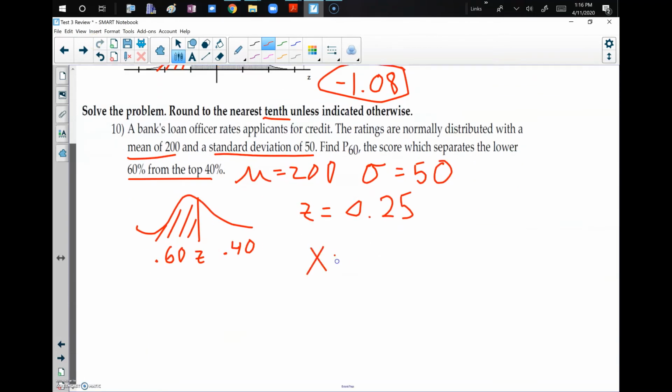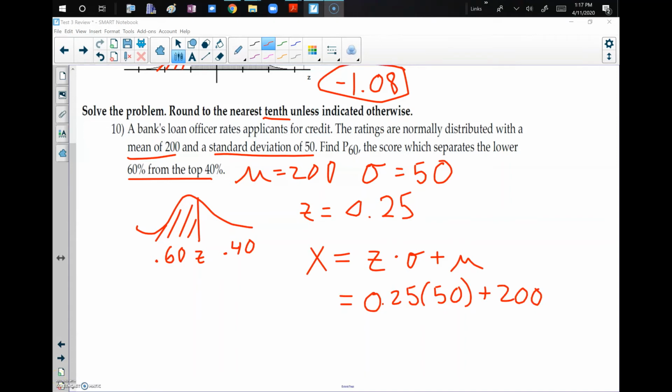So my data value x is going to be my z-score times my standard deviation added to the mean. So let's plug that in. My z-score was 0.25. I'm going to have to clean this up. Give me 1 second. All right, that's much better. Okay, so 0.25, my z-score, times the standard deviation. I'm going to add that to the mean of 200, and I get 212.5. And here, always look at what they want you to round it to. So they said to the nearest tenth, and here it is already rounded to the nearest tenth. So we're good to go there.